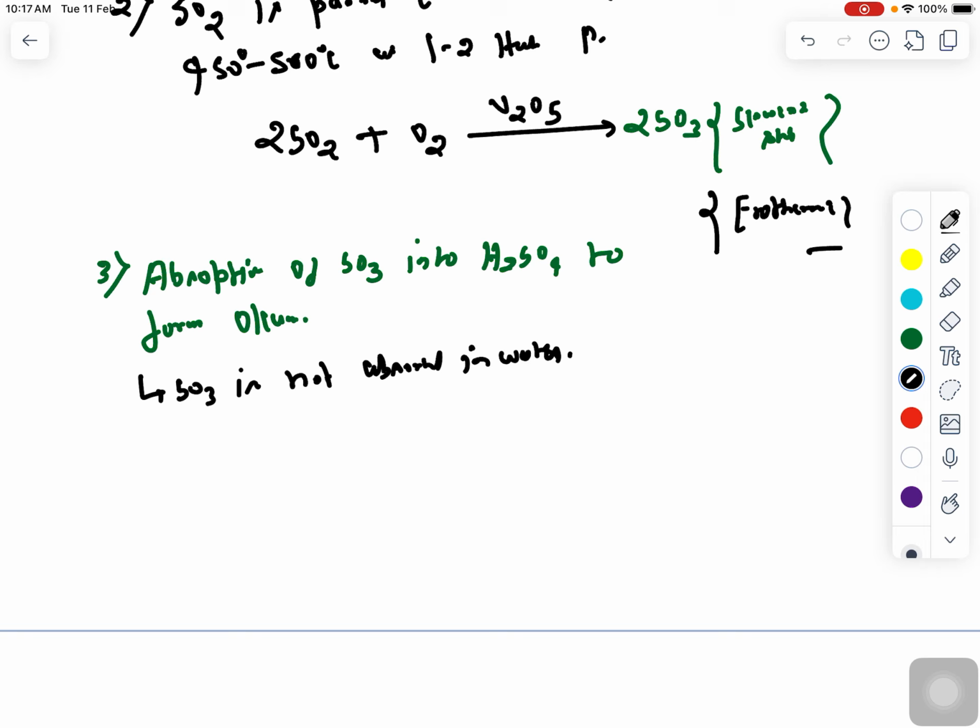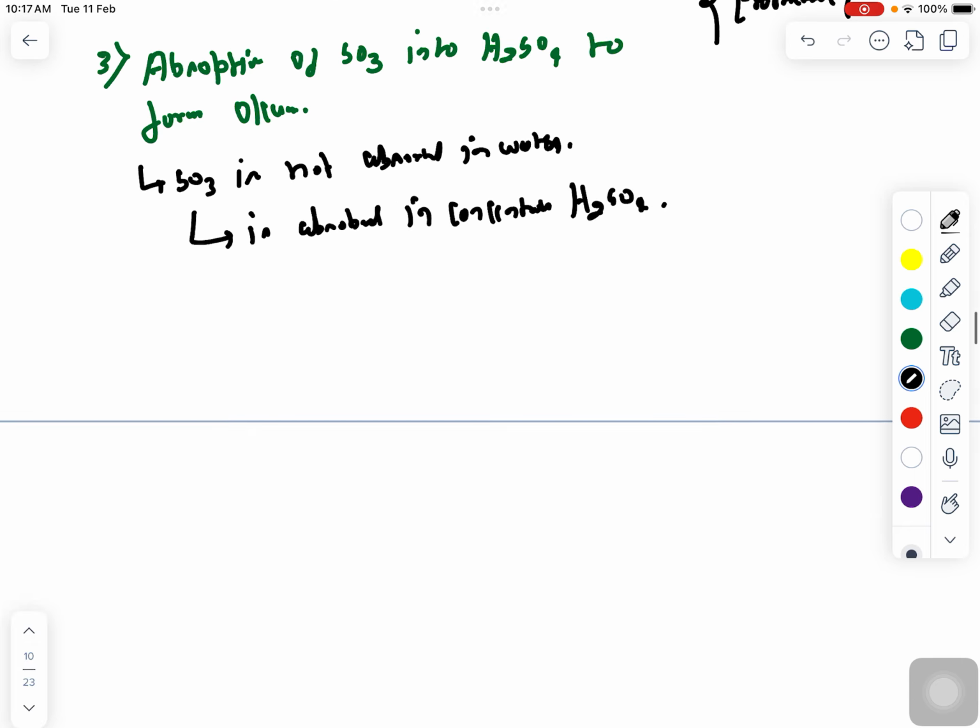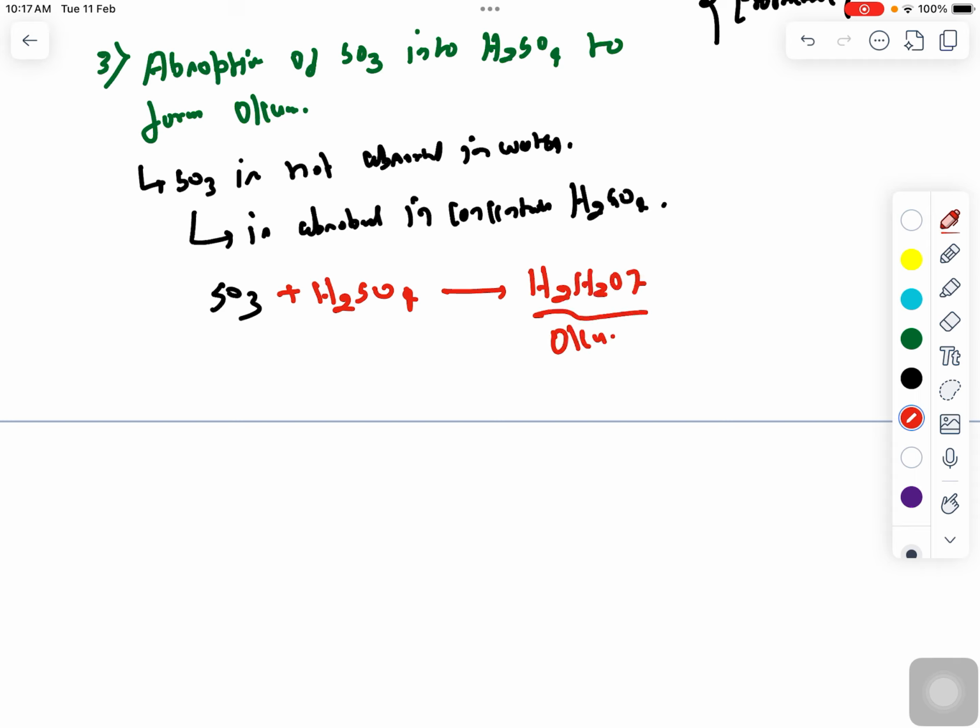SO3 is absorbed in concentrated H2SO4, and when it is absorbed in concentrated H2SO4, the reaction happens: SO3 plus H2SO4 forms H2S2O7. This is called oleum, right? Since SO3 is absorbed in H2SO4 and not in water, that's why it reacts with H2SO4 to form oleum, right?